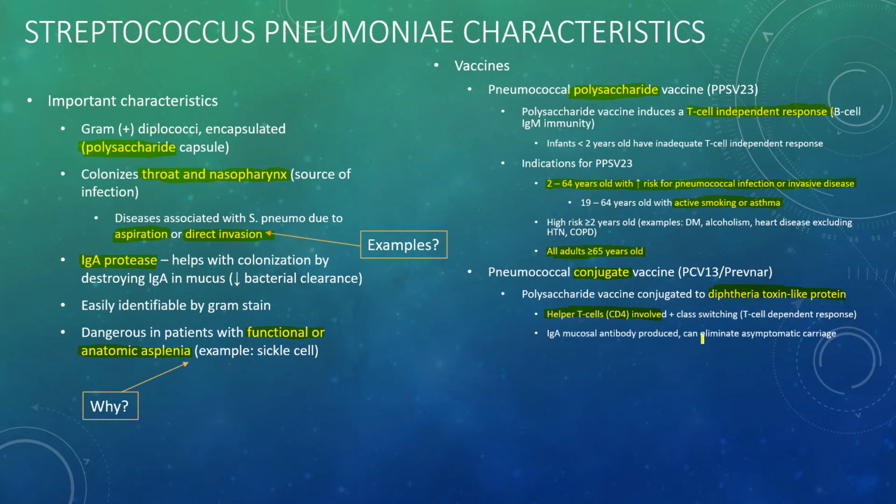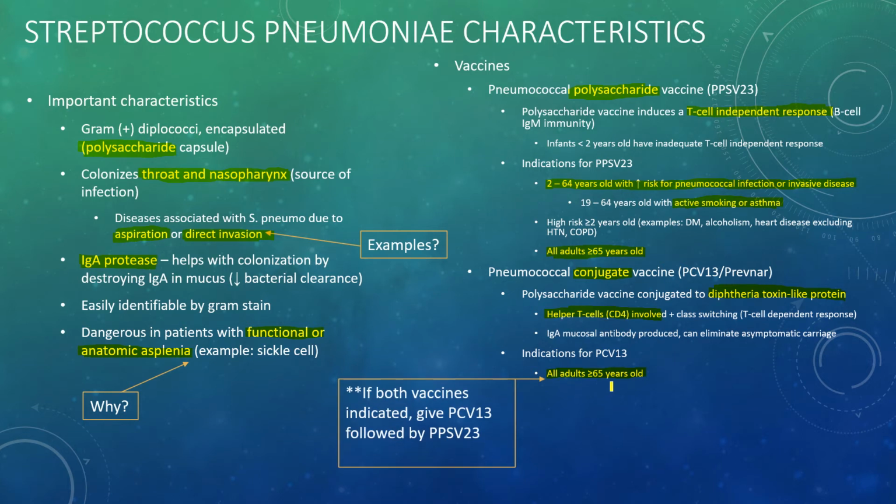So you can have IgA mucosal antibody produced that can get rid of asymptomatic carriage. Remember, colonize the throat and nasopharynx. This can get rid of it if you give PCV13. So what are some indications for this? Once again, all elderly people need this. Elderly people at a very high risk of disease, they're a little more immunocompromised than the rest of us, so they need to get some of these vaccines, especially PPSV23 and PCV13.